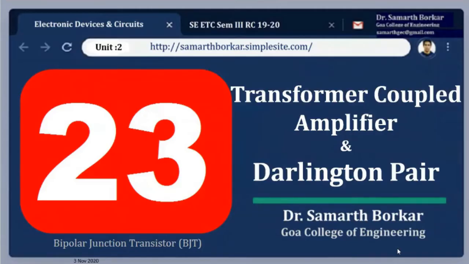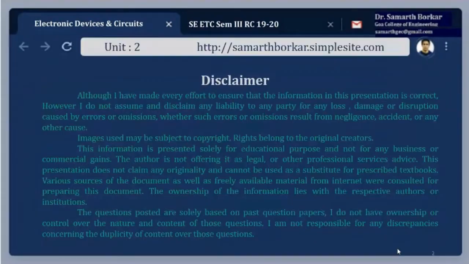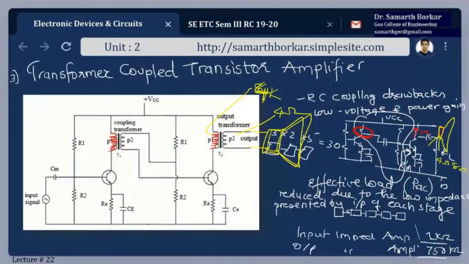Good morning, students. In today's class, we shall discuss the transformer coupled amplifier and a Darlington pair. Yesterday we were discussing this transformer coupled amplifier.